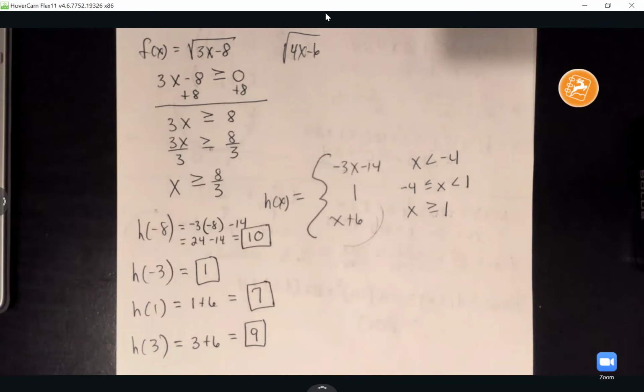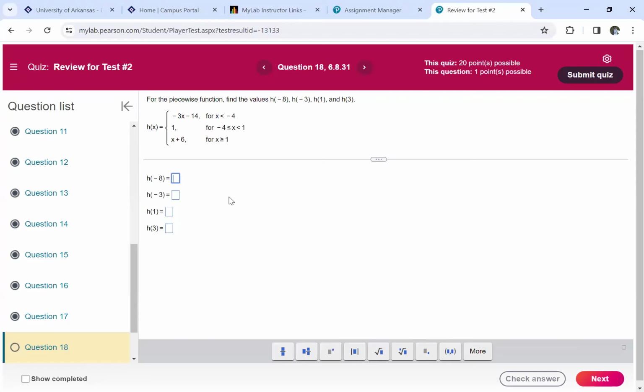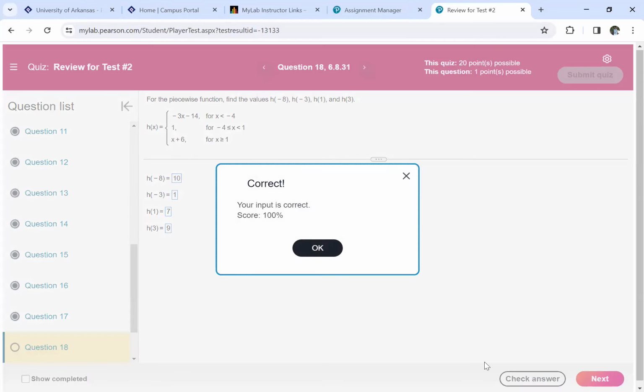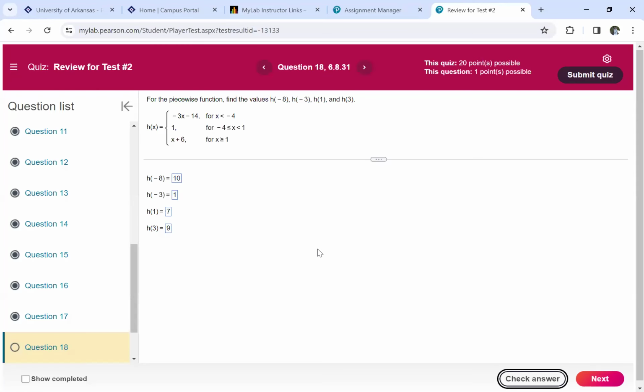So we would go back to the math lab and start punching in our numbers. So we had 10 here. H of -3, we had a 1. And then I had a 7. And then I had a 9. So see, when you check answer, you're good to go. All right, y'all, so what's next?